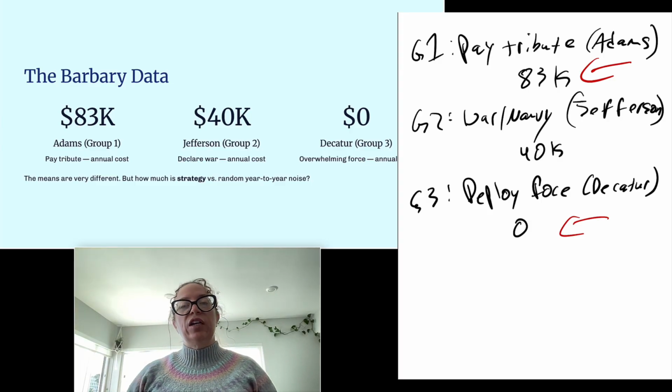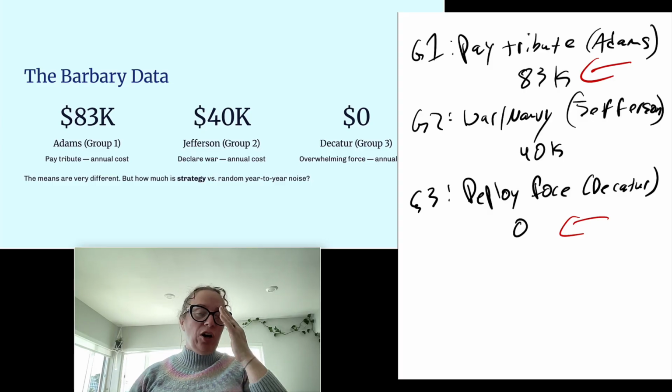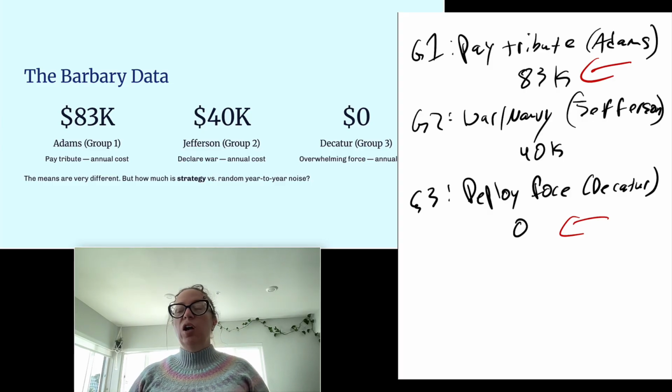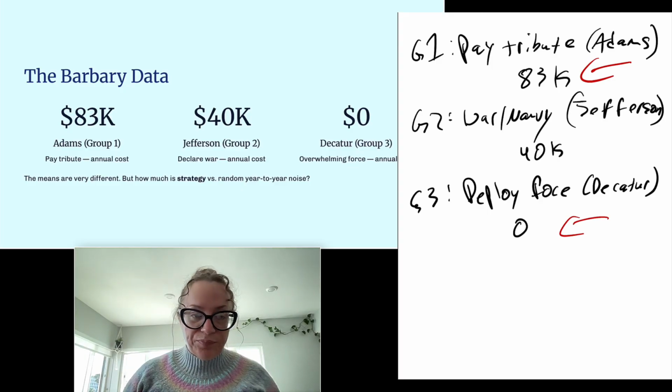But here is what ANOVA asks before we get excited. How much of the variation in those costs is explained by the strategy itself? And how much is just random year-to-year noise? Because this was over time, the economy changed, inflation changed, and so on. Is this random noise, or is there something significant to this?